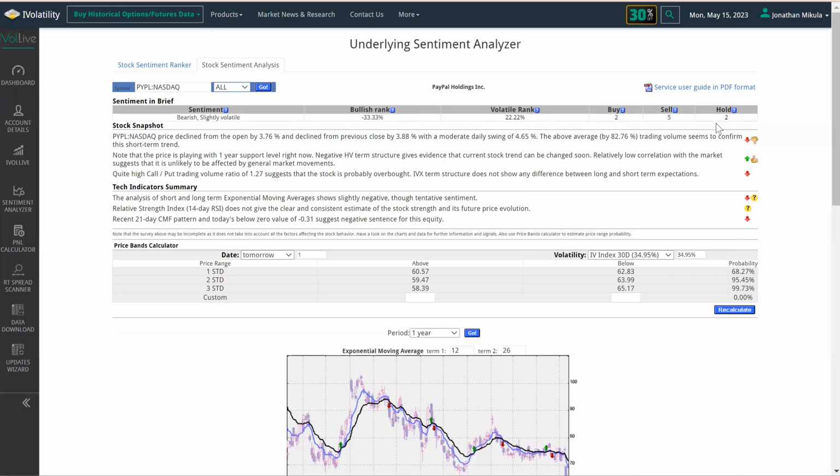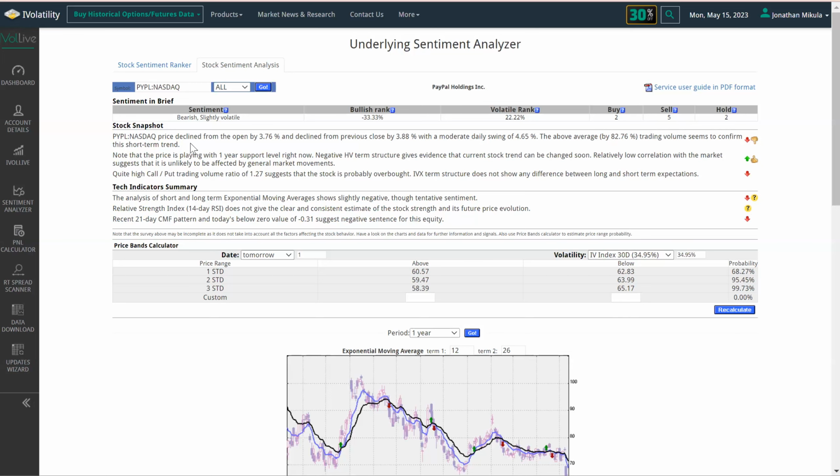And then this summarizes everything for us. How many buys, how many sells, and how many hold signals do we have for any given name? Again, in our case, PayPal. The way to read this is buys are green arrows. A double buy would be a green arrow with a thumbs up. Sells are red arrows. A double sell would be a red arrow and a thumbs down. And then holds are these question marks.